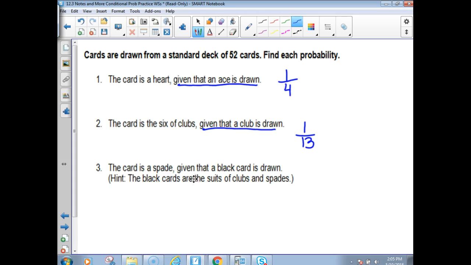3. The card is a spade, given that a black card is drawn. Now we're given that a black card is drawn. How many black cards are there? 26. And then if it's a spade, how many of them are spades? 13. So then reduce, 1/2.